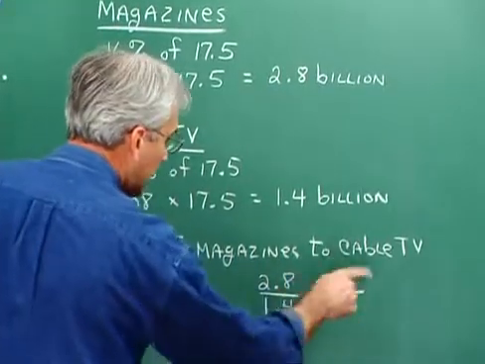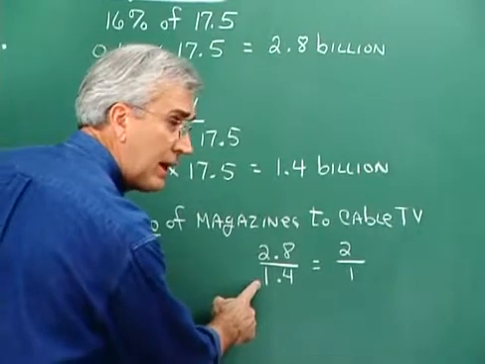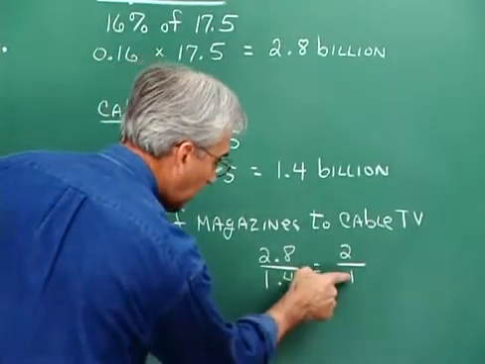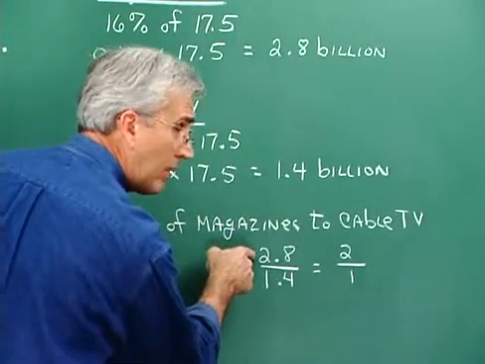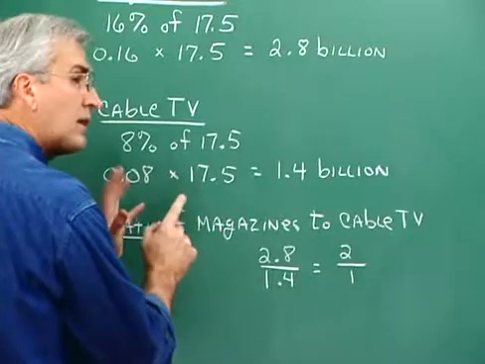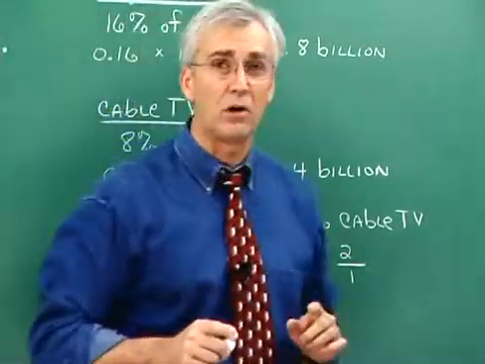Now, to accomplish the reduction, here's how that's done. You're just taking both numerator and denominator and dividing by 1.4. Divide this by 1.4, you get 1. Divide that by 1.4, you get 2. So it turns out the same whether we use the percents in both parts or whether we use the actual ad dollars in both parts of the fraction.